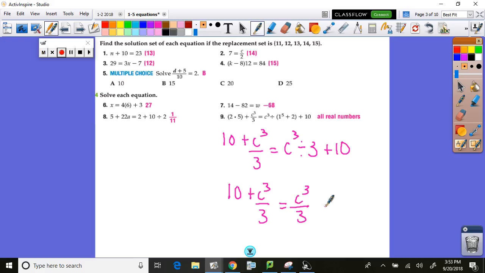Now I always need to get my variables on the same side. So I'm going to subtract c cubed over 3 from both sides. And when I do that, I get 10 equals 10. Hopefully you recall from last year that when I have a variable disappear and a true statement, the answer is all real numbers.